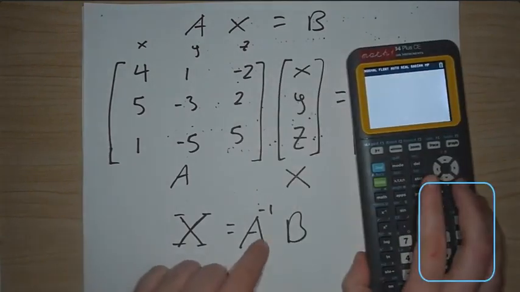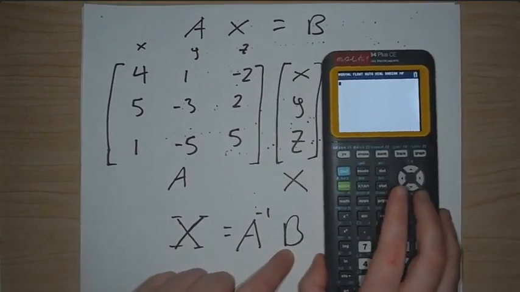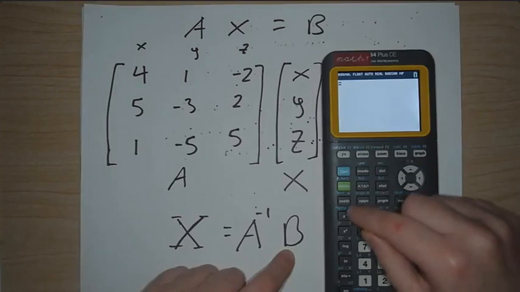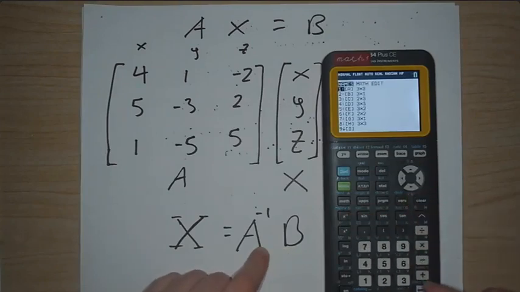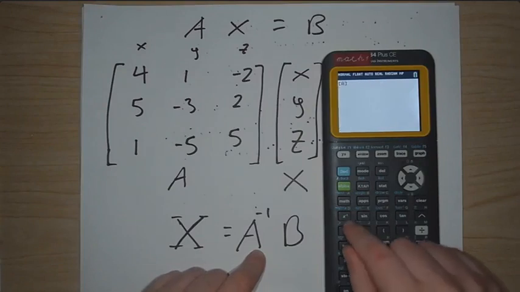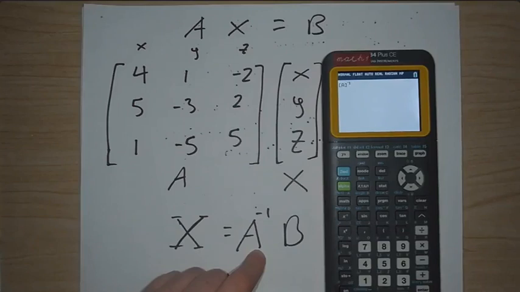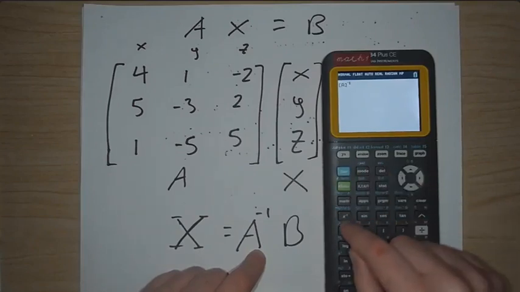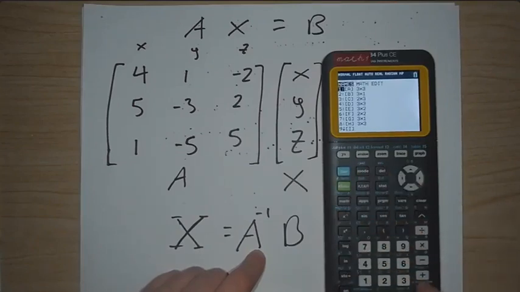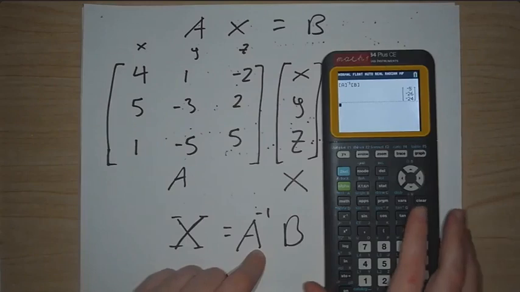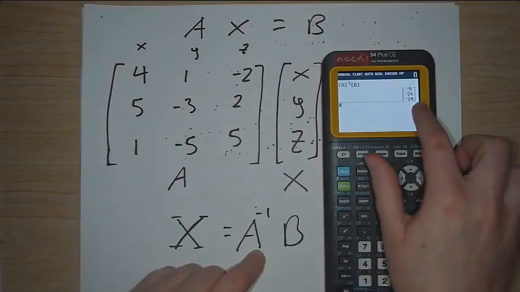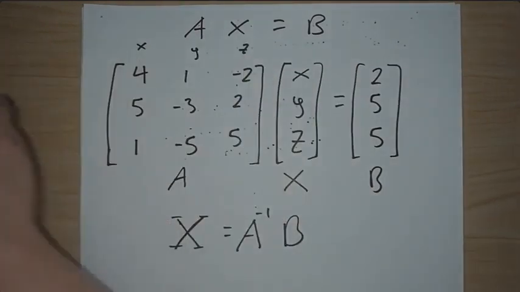So we need to enter A to the negative 1 times B. So we have our A. We're going to get our A from the matrix menu, second x to the negative 1, and then use x to the negative 1 to get the inverse of A. Then we go back into our matrix menu, second x to the negative 1, go down to B, press enter, and then press enter again. You see that we have negative 5, negative 26, negative 24.